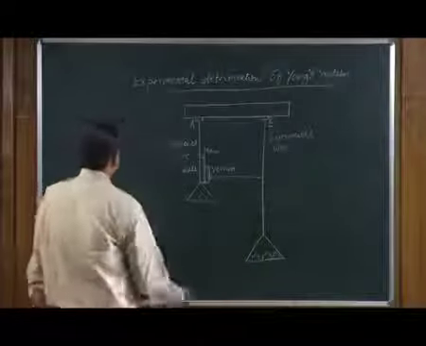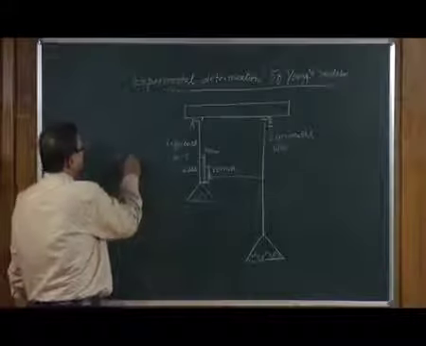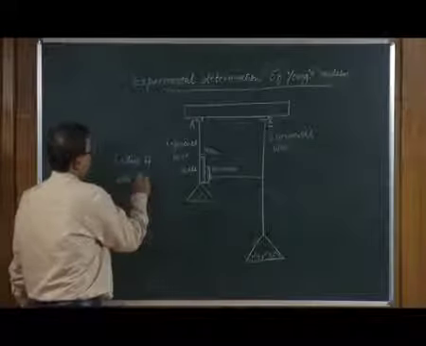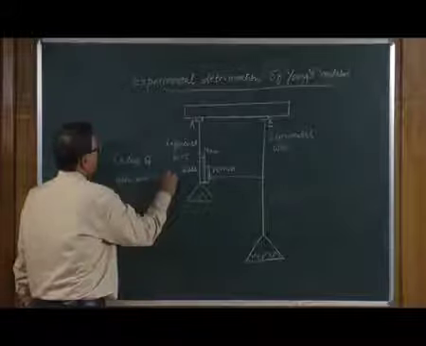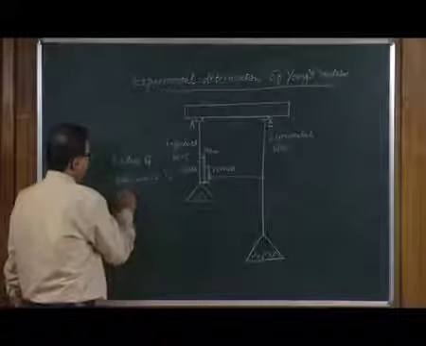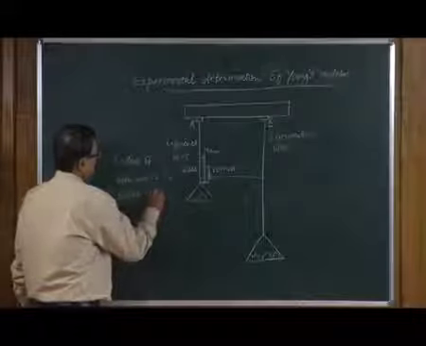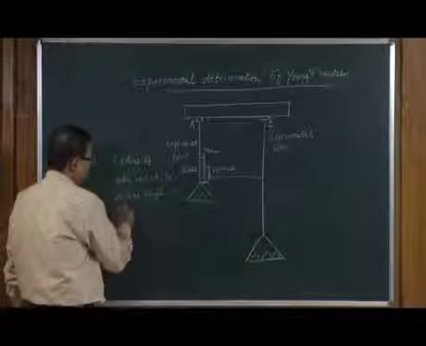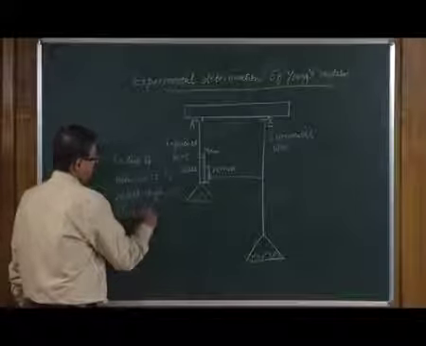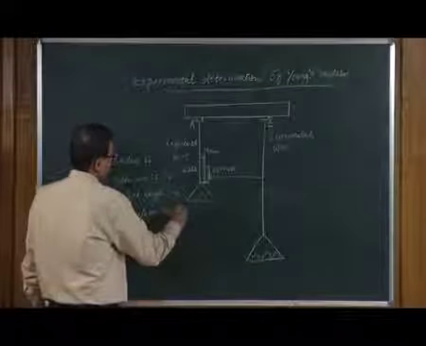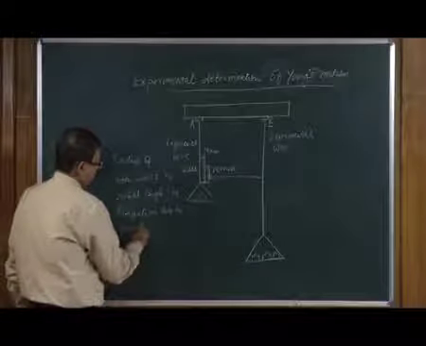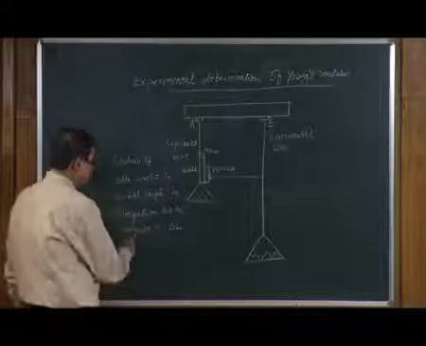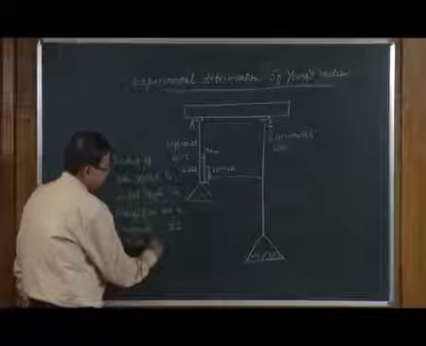So let us assume that the initial radius of both the wires is equal to R0 and the initial length is equal to L0. So the elongation due to the weights is equal to delta L, and suppose the mass causing the elongation is equal to m.